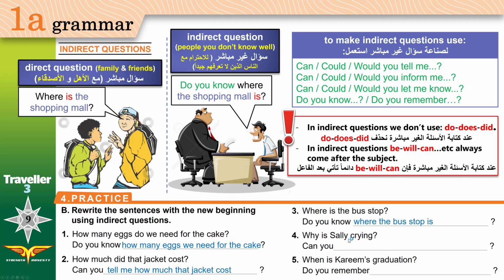4. Why is Sally crying? Can you tell me, can you let me know why Sally is crying? Put it after the subject. When is Kareem's graduation? The subject is Kareem's graduation. Put is after. Do you remember when Kareem's graduation is?